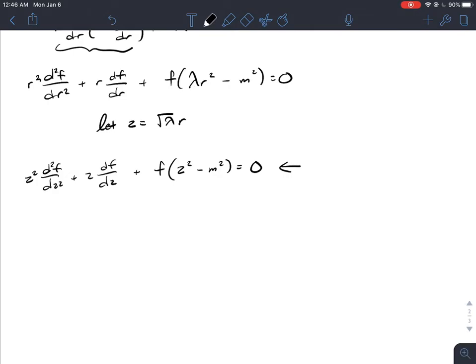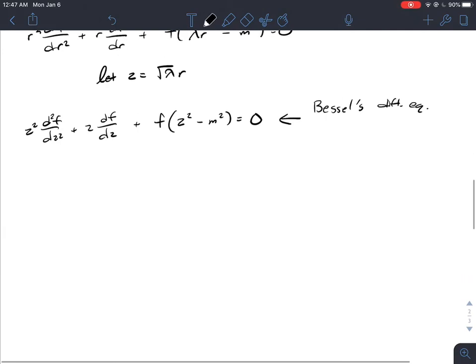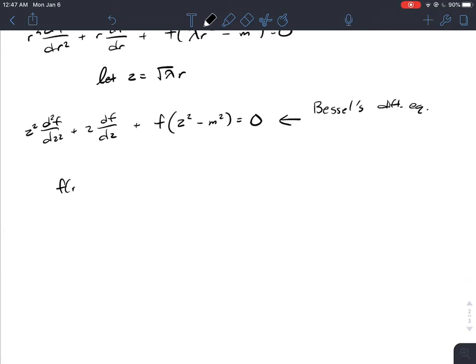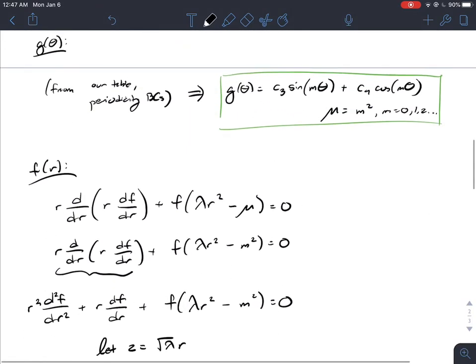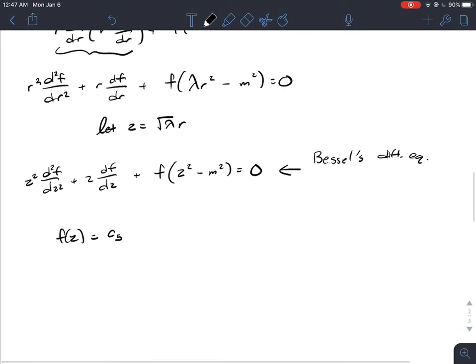Okay, so now this equation right here is completely unknown until you guys have actually studied it, but I believe you guys should have a sense of what Bessel's differential equation is now. This is called Bessel's diff EQ. And the solutions for Bessel's differential equation are these two functions here. F of z is equal to, let's see which constants we're on, C5 Jm of z plus C6 Ym of z.